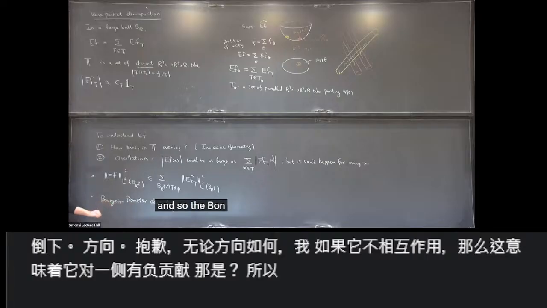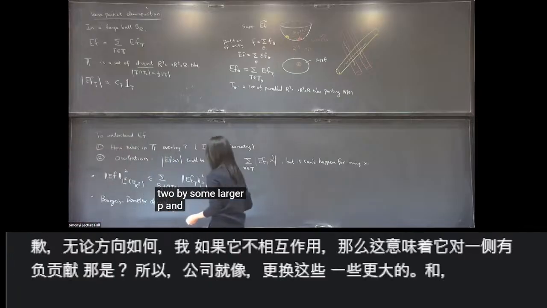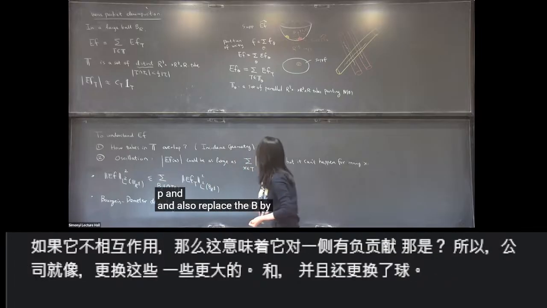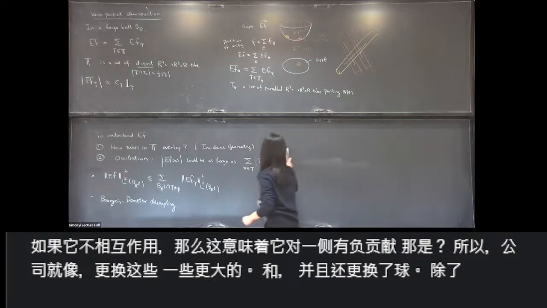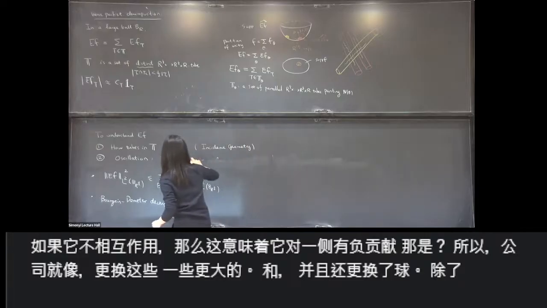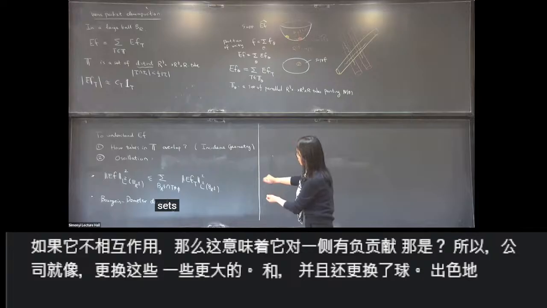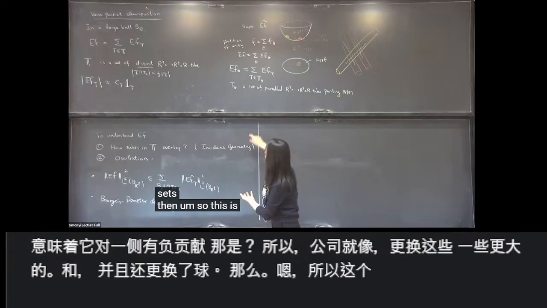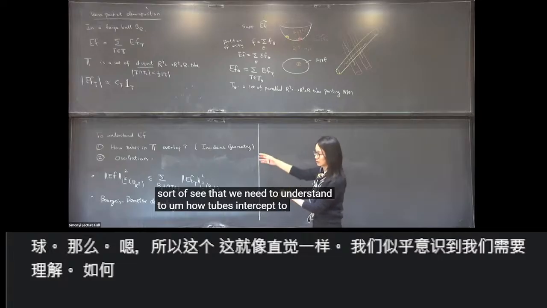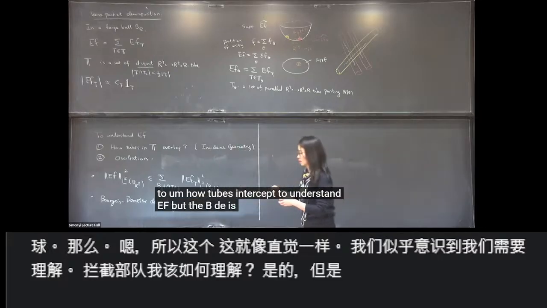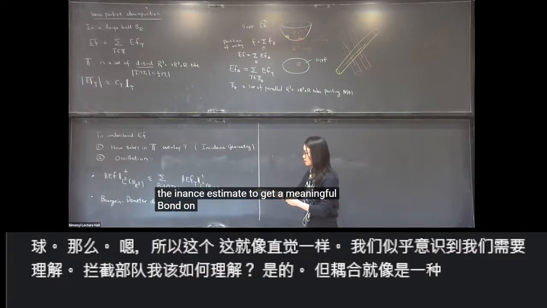So the Bourgain-Demeter decoupling is like replacing this 2 by some larger P, and also replacing the ball by some sets. So intuitively we sort of see that we need to understand how tubes intersect to understand EF. But the Bourgain-Demeter decoupling is a way to quantitatively show how we can use the incidence estimate to get a meaningful bound on the LP norm of EF.